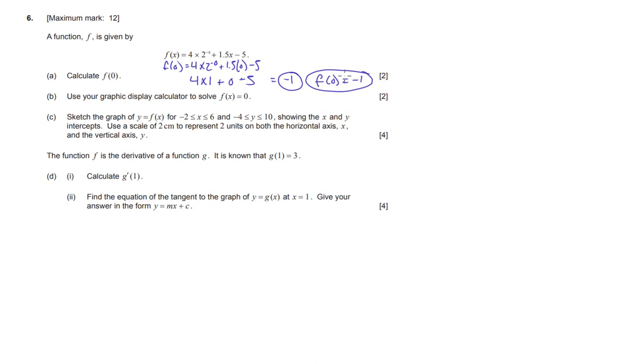Let's see, moving on. Use your graphics display calculator to solve f of x equals 0. So let's put that in. We're basically just going to want to graph this and find out when f of x equals 0. So it's 0 equals all of this. So really we're just putting this formula into our graphing calculator, and if you'll remember, whenever they're asking you to solve, they want to know what the x values are. They don't care about the y, they just want to know what the x values are.